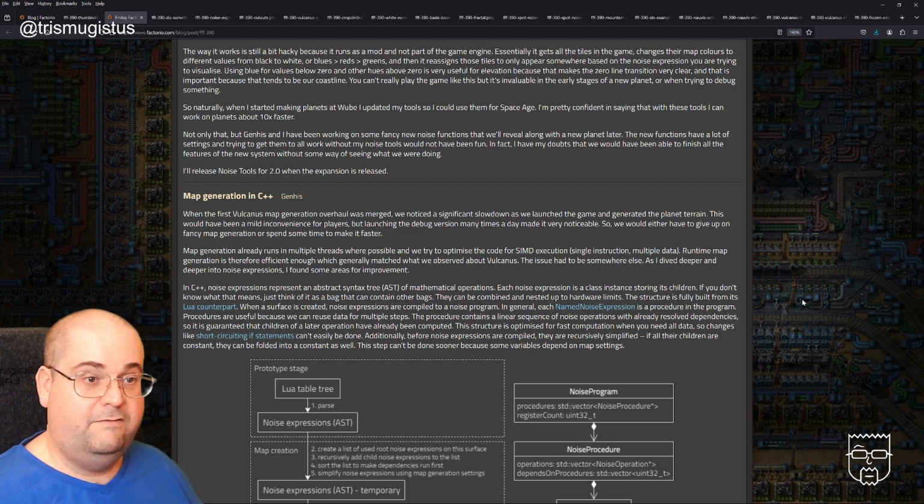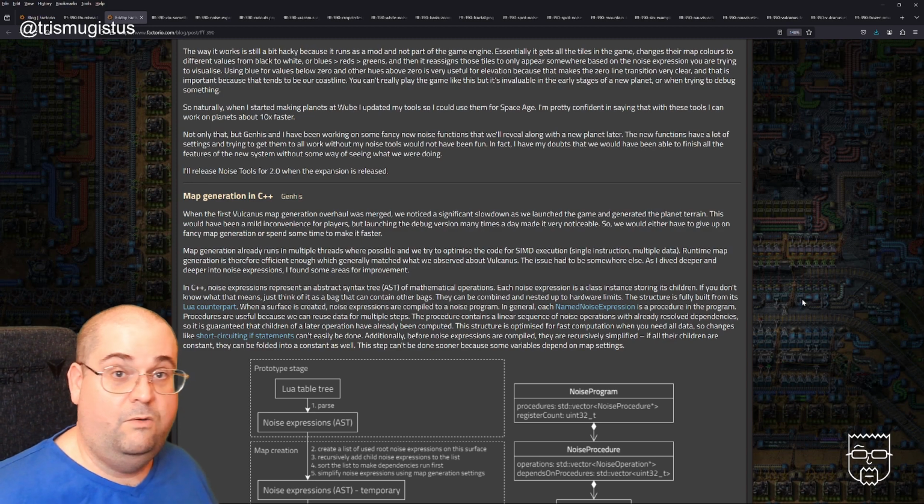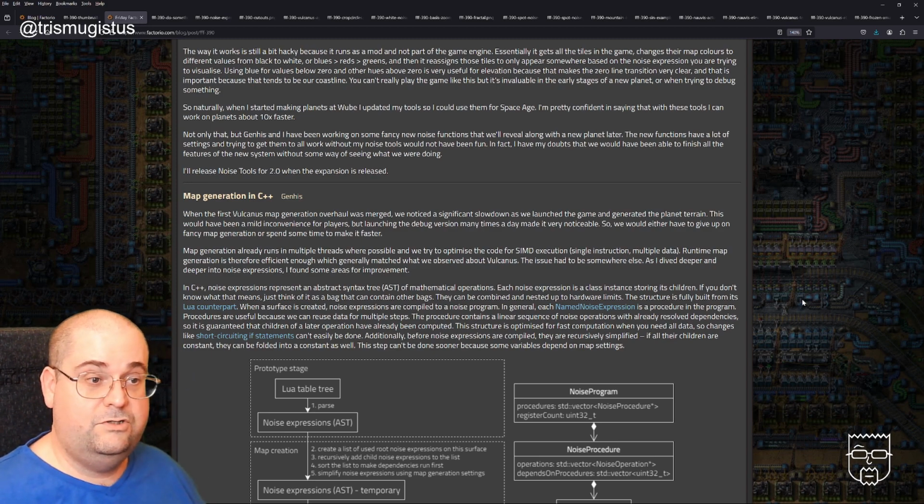The new functions have a lot of settings, and trying to get them to all work without my noise tools would have not been very fun. In fact, I have my doubts that we would have been able to finish all of the features in the new system without some way of seeing what we were doing. I'll release Noise Tools 2.0 when the expansion is released.